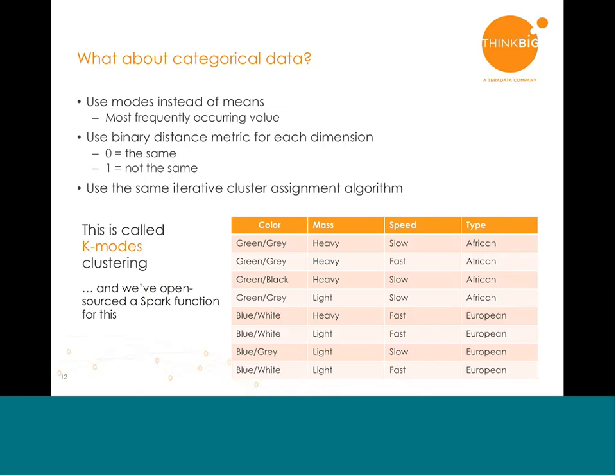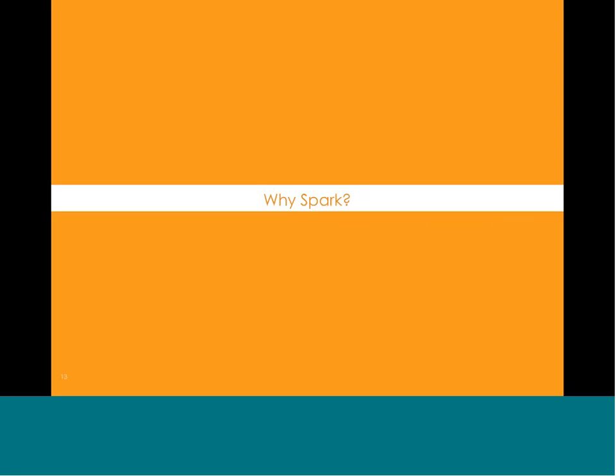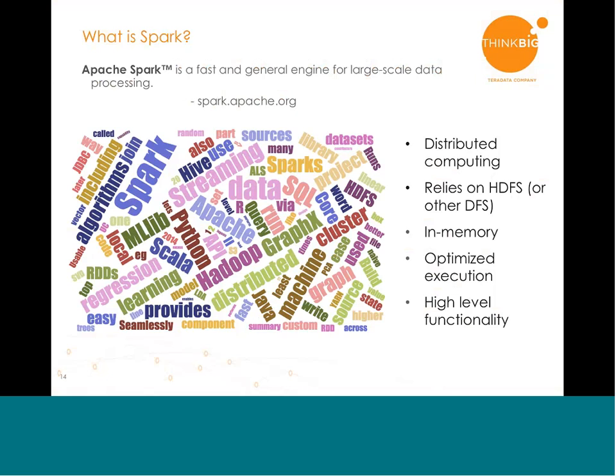So I've mentioned Spark a couple of times already. Why is Spark useful? The definition from Apache is that Spark is a fast and general engine for large-scale data processing. Spark does distributed computing. It relies on an external distributed file system. In our case, we typically use it with Hadoop, so that's HDFS, but it can sit on top of really any distributed file system.